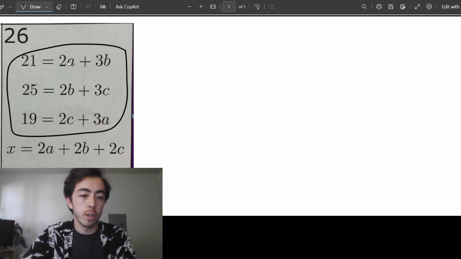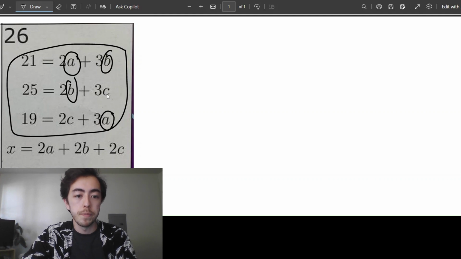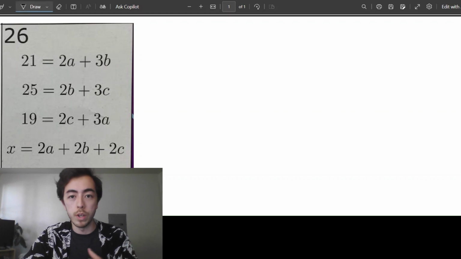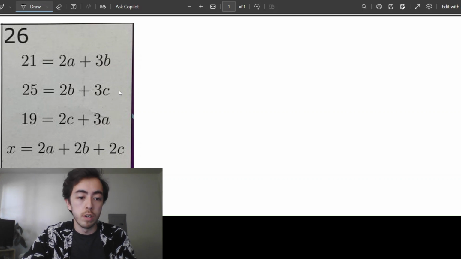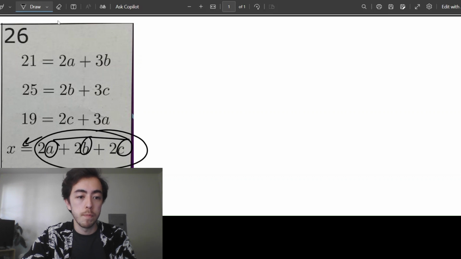And in these three equations, we have three unknowns. We have A, B, and C. And usually when you have the same number of unknown variables as equations, you can solve for them all. So maybe we could just solve for A, B, and C, add this all up, and get 26.